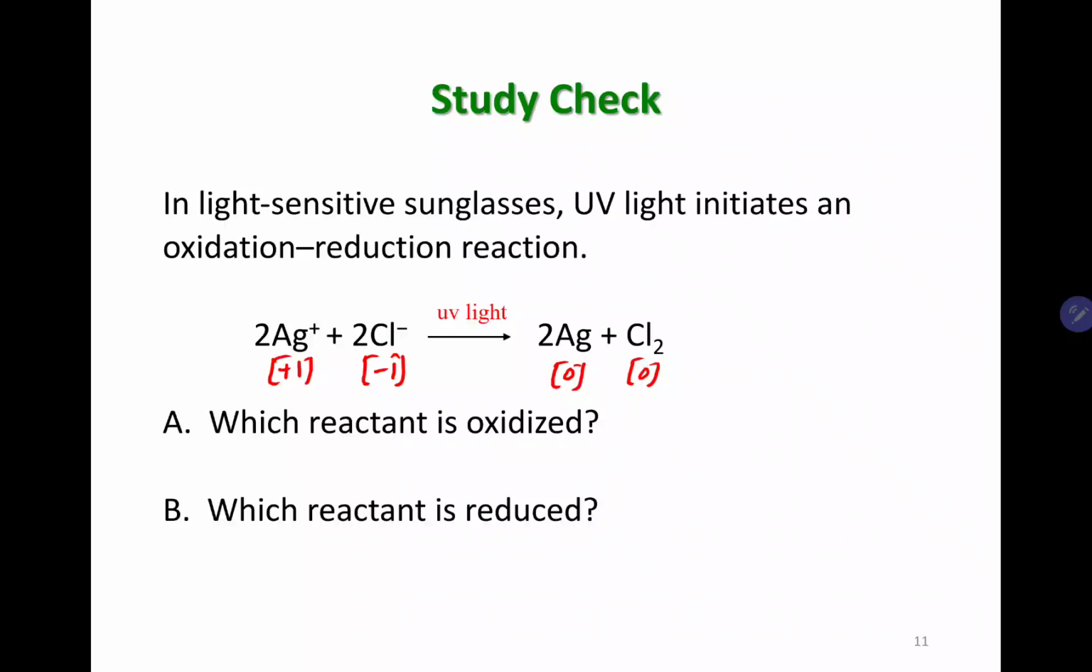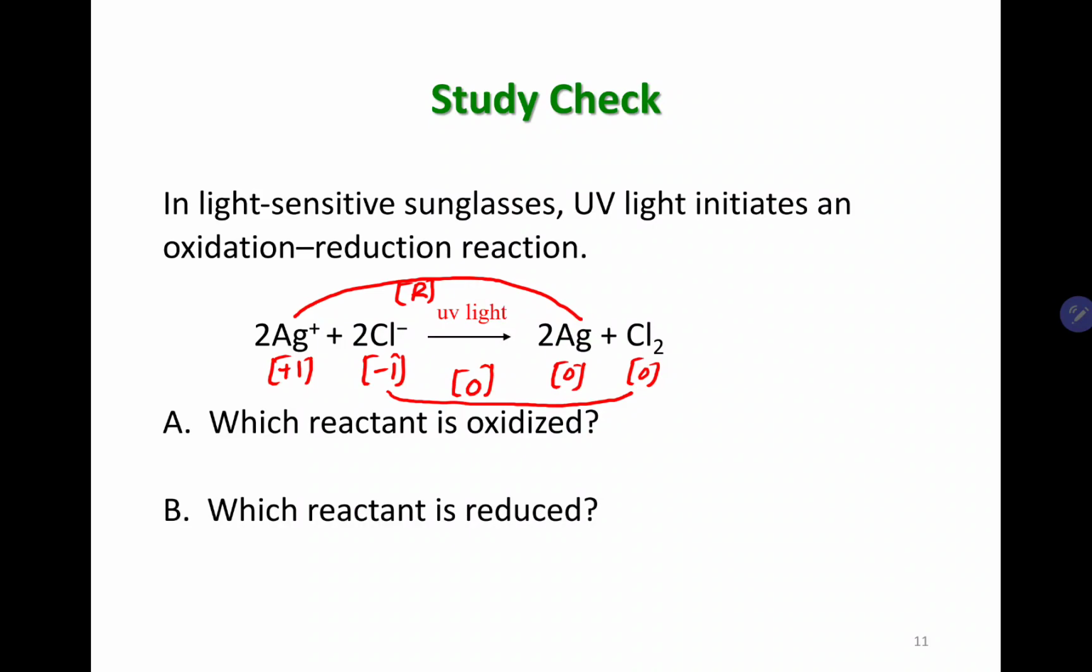Now, once you have the oxidation numbers, you can connect the relating species. So Ag plus will be connected to Ag. Chloride will be connected to chlorine gas. For the silver half reaction, the oxidation number is decreased because it is going from +1 to 0. So this is reduction. For chloride, the oxidation number is going from -1 to 0. So it is increased. So this is oxidation. Well done. If you have these two correct, then you are learning.